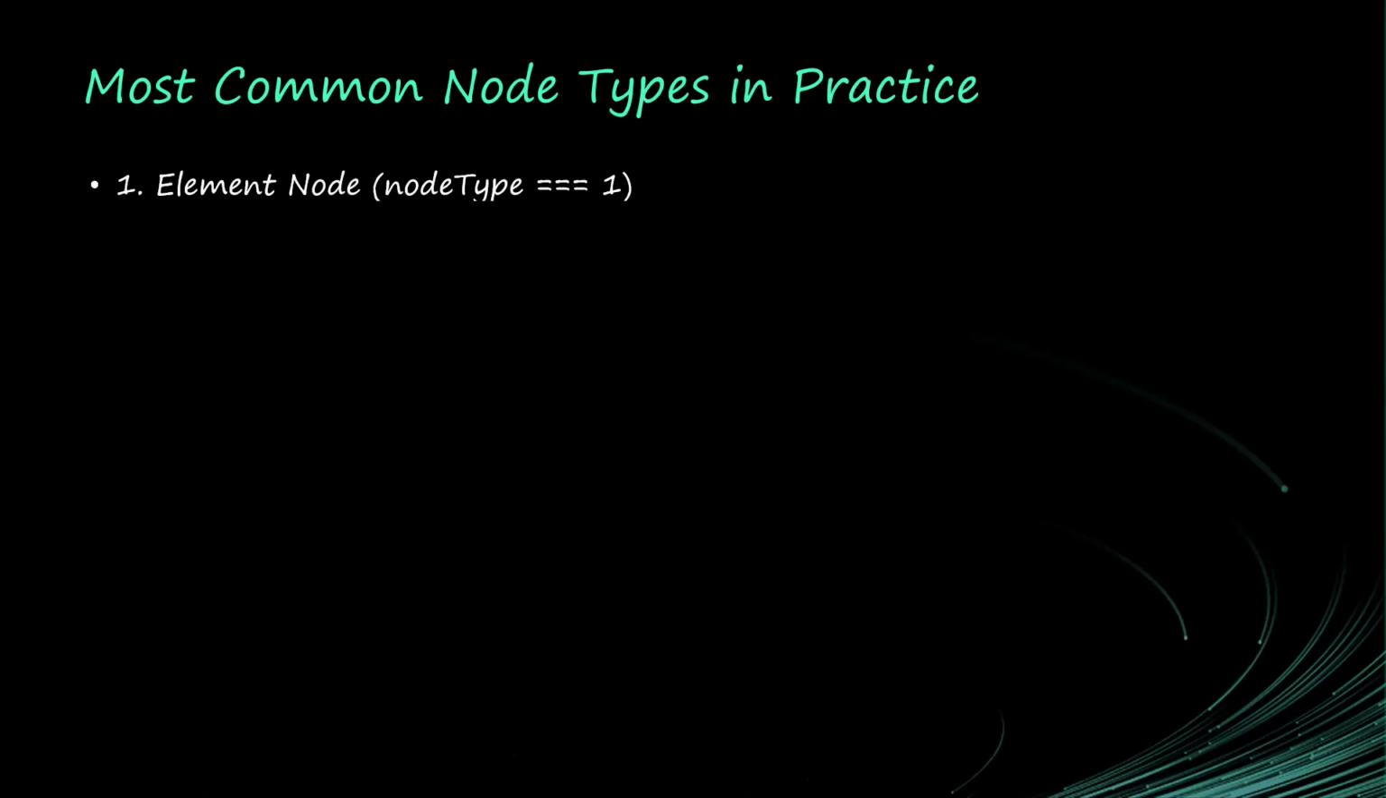The first one is the element node. This element node represents an HTML element: the div, the span, the H1, H2, any element at all. We are going to have separate sessions for the different types of nodes so that we have enough time to explain them. But for now, understand that the element node represents HTML tags, the div, the span, anything that's an HTML element.